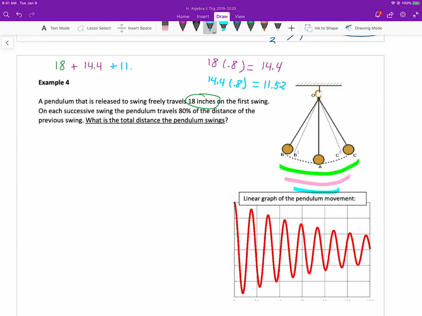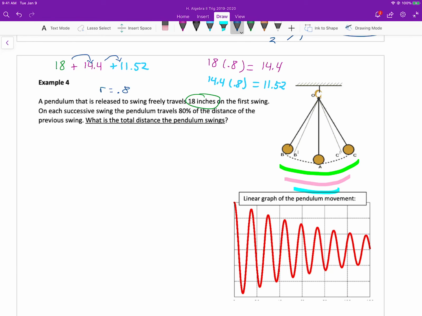11.52. So it's getting smaller, but this is going to go on and on. And we can see it's going to take a while. But we've already figured out that our first term is 18. And what I'm doing every single time is multiplying. So our common ratio is 0.8 because I knew I had to change that to a decimal for 80%. And this pendulum, it's going to keep going. It didn't say add up after 10 swings or 50 swings. We're just going to keep adding up forever, and my common ratio is less than 1.